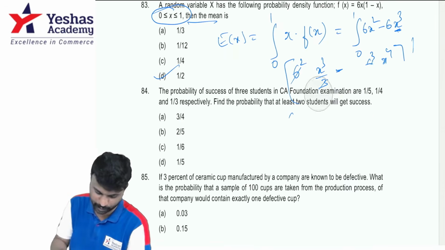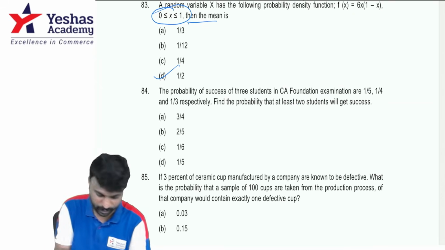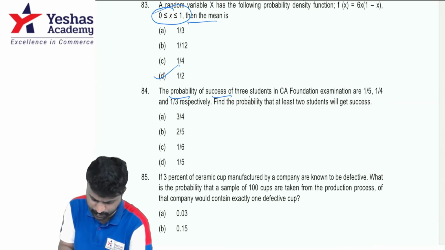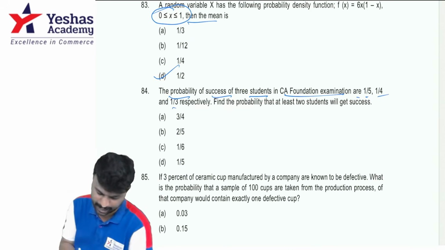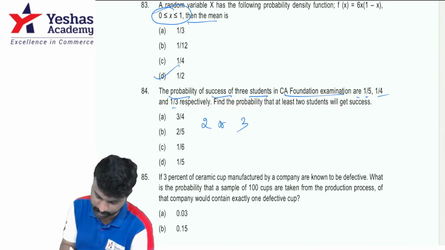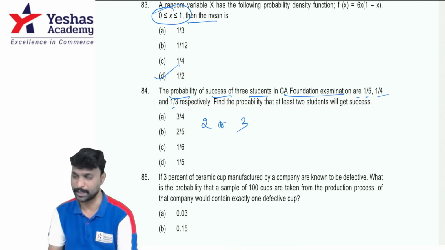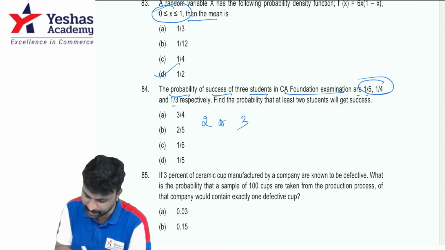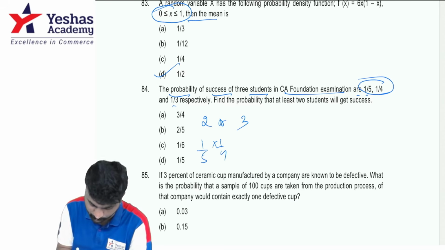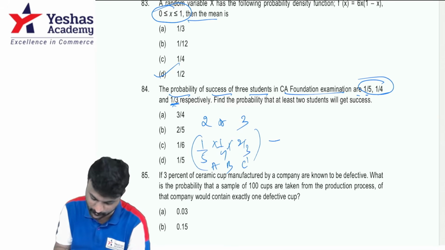Guys, moving on to the next question. Question number 84. What is it? The probabilities of success for 3 students in the CA Foundation exam are given as 1 by 5, 1 by 4, 1 by 3 respectively. Find the probability that at least 2 students will get success. At least 2 means 2 or all the 3. So 2 students getting success means out of the 3, 2 should pass, 1 should fail. That means A, B passing means 1 by 5 into 1 by 4, and C failing means 2 by 3. This is A, B, C complement, and or means plus.